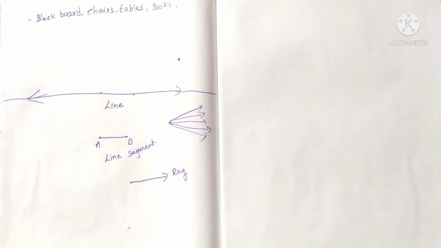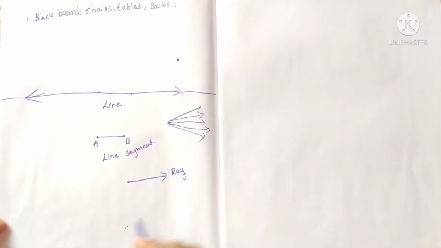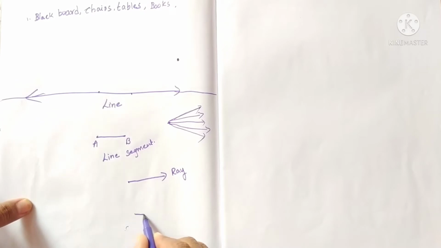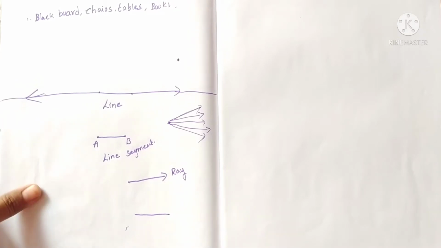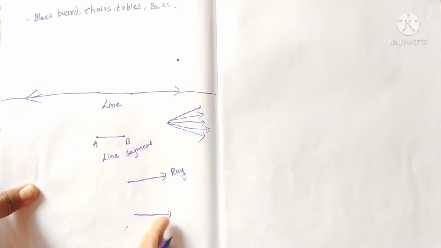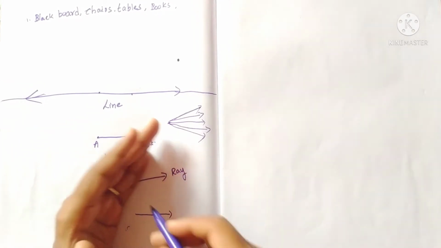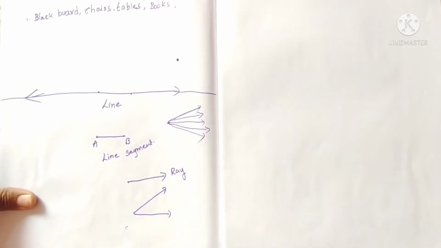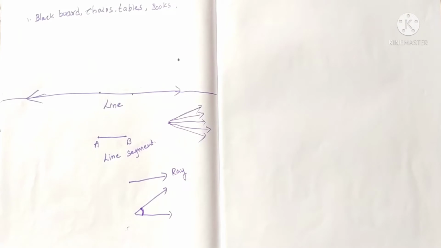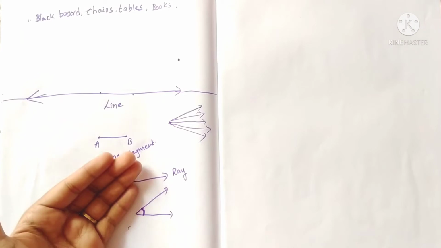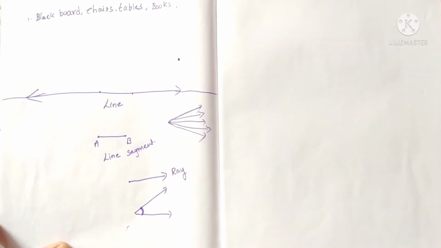You know some concepts, but here we are just recalling. One ray is like this, and if this ray travels from here to here like this, now an angle will be formed. So the angle is formed by rotating a ray from its initial position to its terminal position. Okay, so this is the angle.